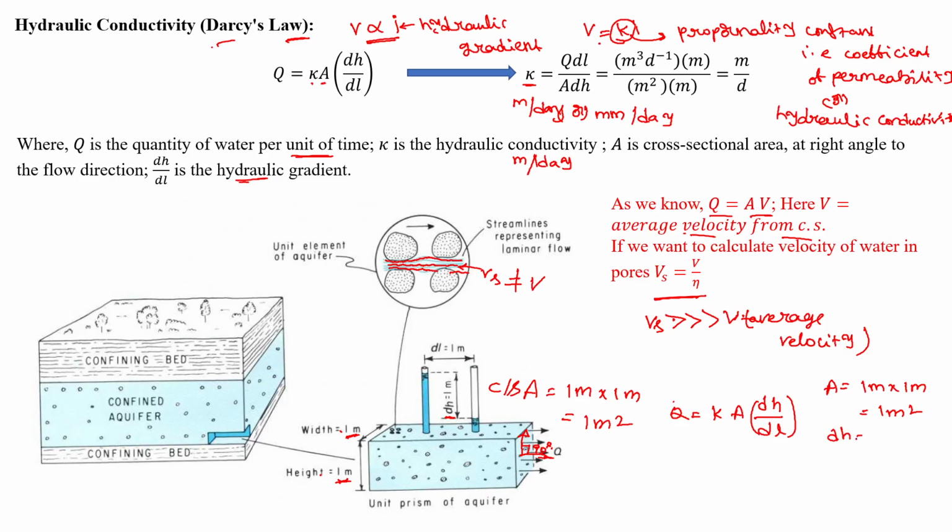How much is dH? dH is 1 meter. dL is also 1 meter. Now dH by dL is how much? 1 by 1 will be 1. And now Q will become K into 1 meter square into 1. This dH by dL has no unit, so the units will be whatever K has. It may be meter per day, so Q will be K meter cube per day. So the major conclusion is that the discharge from an aquifer is proportional to the hydraulic conductivity.